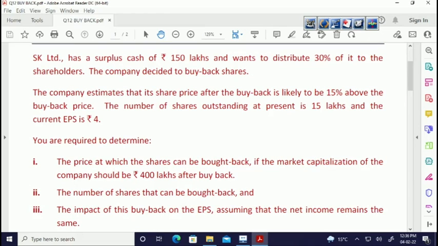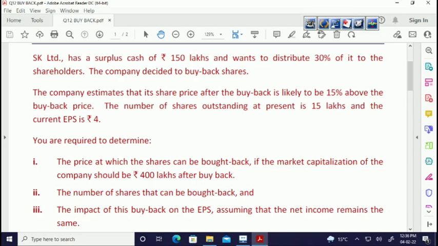SK Limited has surplus cash of 150 lakhs and wants to distribute 30% to shareholders. So 150 lakh, 30%, which is 45 lakhs they want to distribute. So they can either pay dividend or they can go for buyback. Company decided to go for buyback. Okay, they'll go for buyback. 45 lakh buyback.